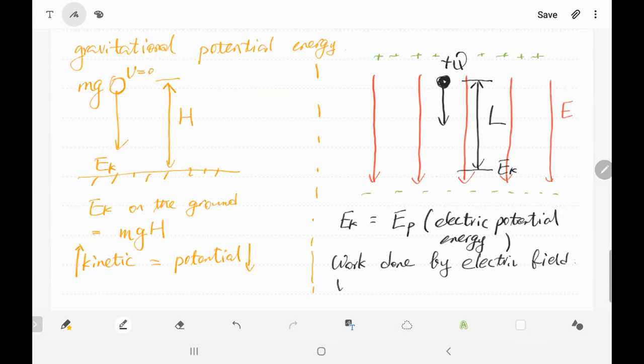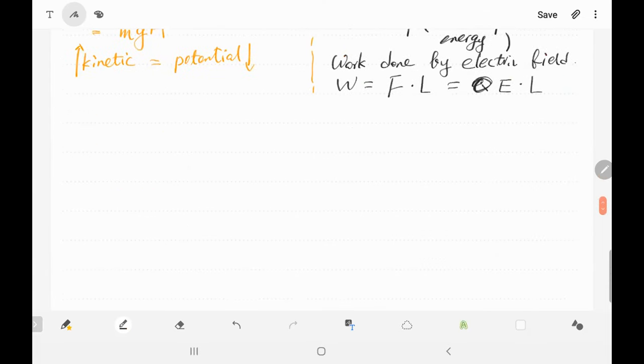How to calculate the work? The work is equal to the electric force times the distance. The electric field force is equal to the charge Q times the electric field. It's a uniform electric field, so we use a constant E, then times the distance L. Okay, so this is the work. Then the work equals QEL. Okay, QEL, then this will be equal to the electric potential energy.